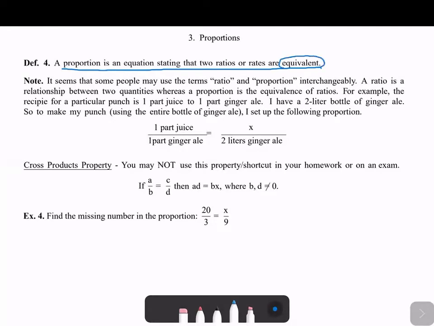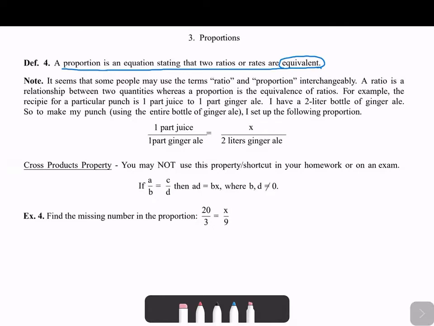A proportion is an equivalence of ratios, whereas a ratio is just a relationship between those two quantities. But the proportions are equivalences of ratios. So they're not the same because a proportion compares ratios. Okay, so let's look at an example.